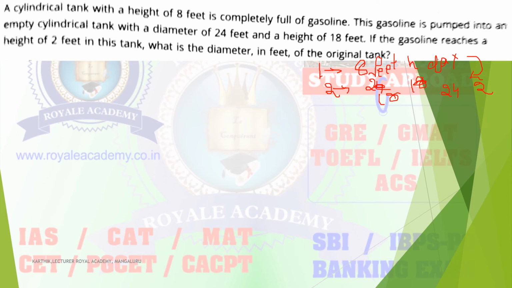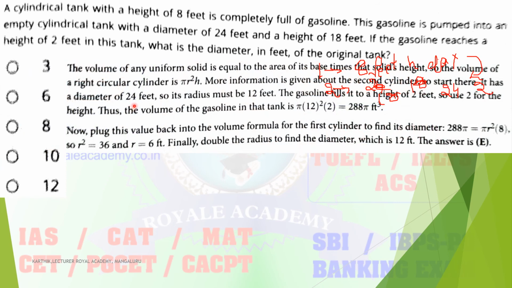Then you have to determine the diameter of the first tank. So how to determine? Here you have to consider the volume, the entire volume of the cylinder, because the height is also mentioned. So pi r square h is the formula for the volume of a cylindrical tank. So first find the empty tank volume. Diameter is 24, so we need the radius. The radius is 12 feet, into the height, which is 18 feet.